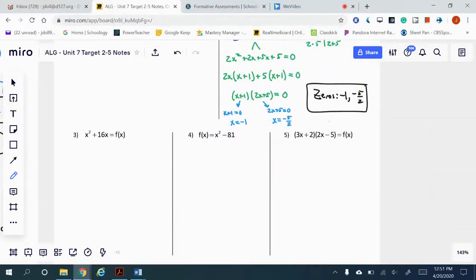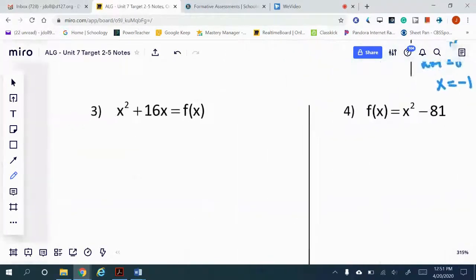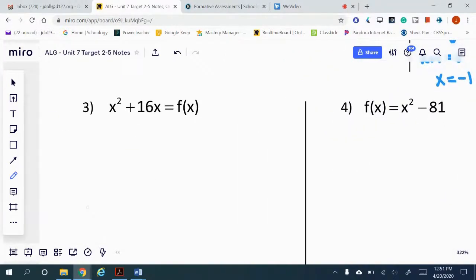Let's take a look at some other examples. Let's definitely take a look at number 3. So again, what's the first thing we do? The first thing we do is we replace f of x with 0. Now, this problem looks a little funny. I want you to take a second and think, why does this equation look a little different, look a little bit funny?